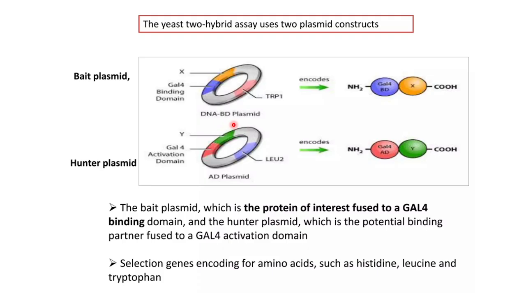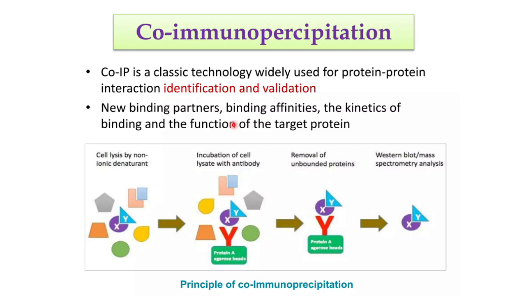So here the selection genes encoded on the plasmids are for histidine, leucine, and tryptophan. If you are using a strain that by itself cannot produce histidine, that is an auxotroph of histidine, leucine, and tryptophan, then you can easily screen for the plasmids where X and Y are actually interacting. But for that you need to first knock out the histidine, leucine, and tryptophan genes, or use an auxotrophic strain.